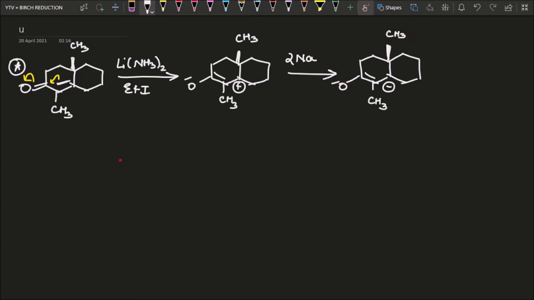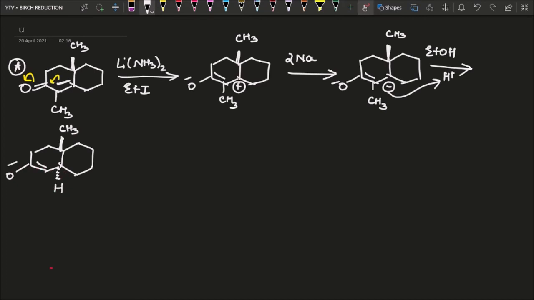Now in the next step hydrogen is going to get attached over here and we know that it's going to get attached trans. So in the next step when we add ethanol, this minus charge is going to get neutralized. So the product will be, here at the junction the trans position, a trans decalin system is going to be formed because it is thermodynamically more stable. So here this hydrogen will be attached in trans position.